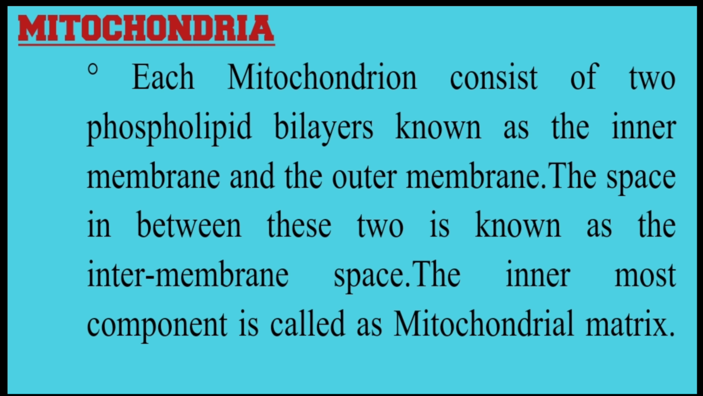Let's discuss the composition of mitochondria. Each mitochondrion consists of two phospholipid bilayers known as the inner membrane and the outer membrane. The space in between these two is known as the intermembrane space, and the innermost component is called the mitochondrial matrix, which is responsible for the Krebs cycle or citric acid cycle, which we will discuss in much more detail in just a moment.